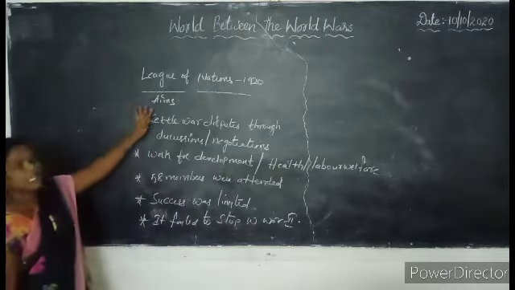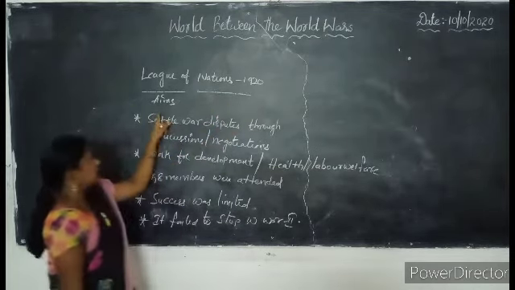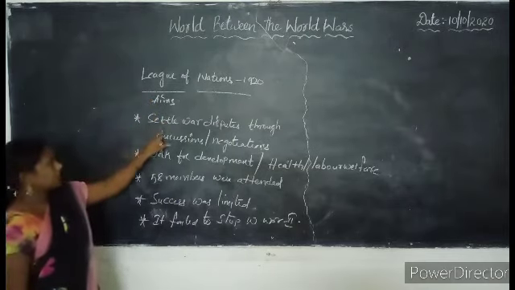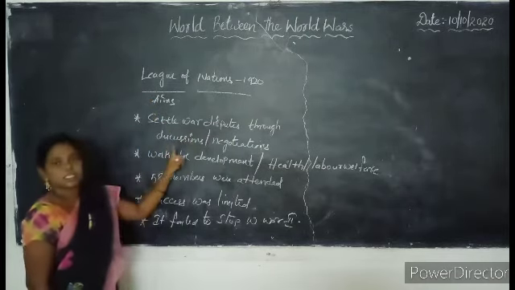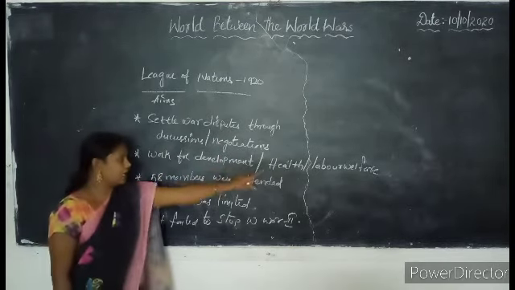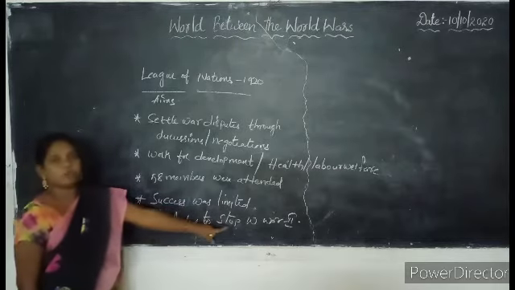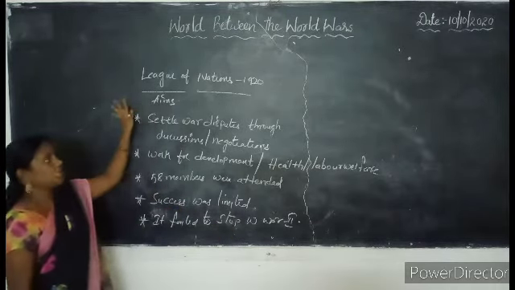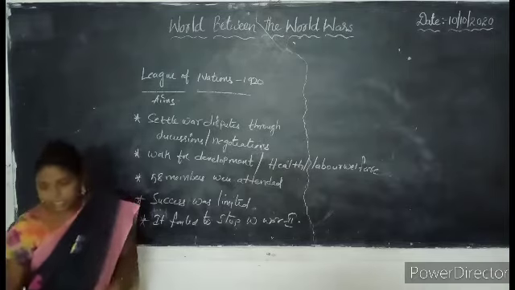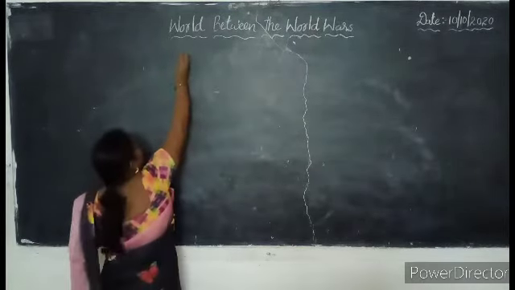This is about the League of Nations. The League of Nations was started in the year 1920. The main aims of the League of Nations are to settle war disputes through discussions and negotiations and look for the development, health and the labour welfare. The success was very limited. It failed to stop World War II. This is about the League of Nations. Next topic is what? Russian Revolution.